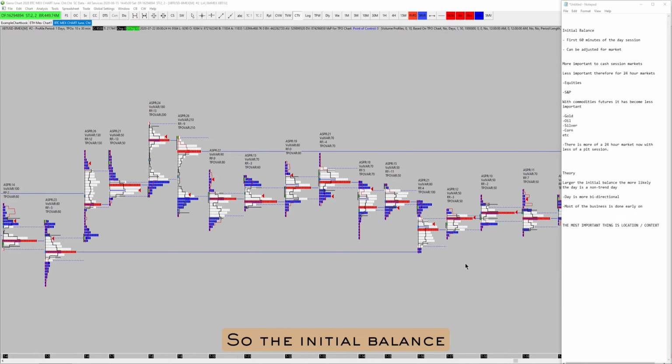So the initial balance, okay? First things first, what is the initial balance? The initial balance are these black lines that you see right here next to the TPO chart. And under these settings, these are the first two rotations of the day. So the first two 30-minute rotations. So that makes it the first hour trading period when a session begins. So it's the first 60 minutes of the day.